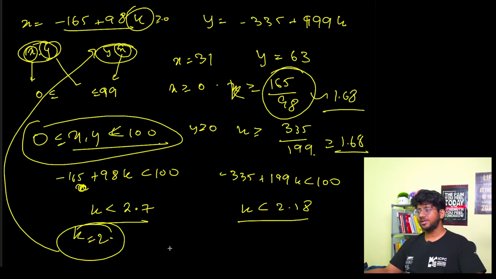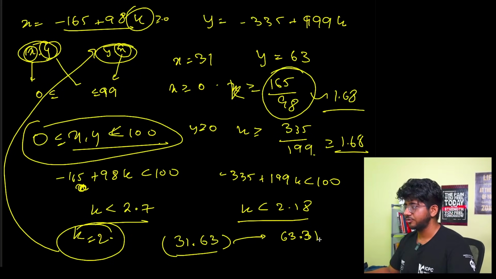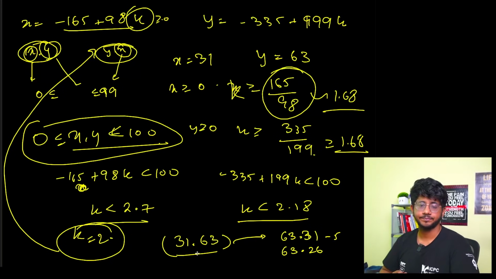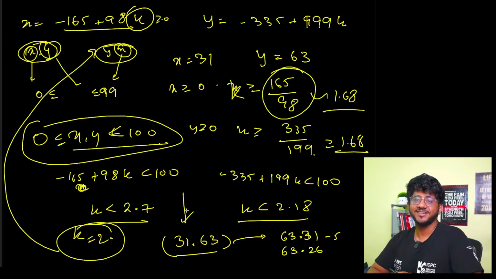So the actual amount was 31 rupees 63 paise, but by mistake she got 63.31. And then if you subtract 5 from what she got, she has twice the amount of this. If you subtract 5 from this, you will get 63.26, which is twice the amount that she should have received over here, right? So you actually could find what's the value of the check, and that's pretty nice, right?